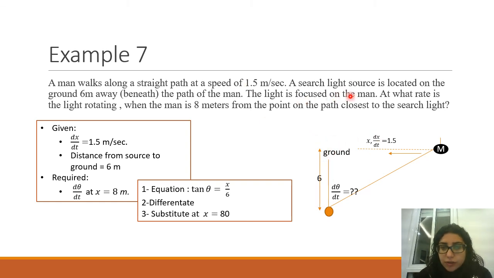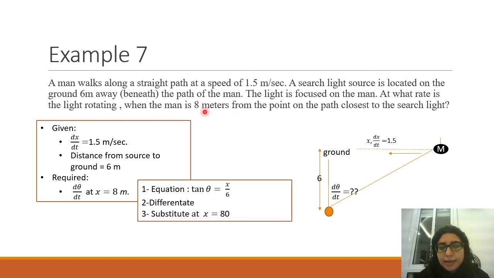A light is focused on the man. This is the light radiation, and it is focused on the man. As he's walking, the light is also following the man. At what rate is the light rotating? Rotating, we're talking about an angle. So this is the angle, theta, and he's asking about the rate of its change. So he's asking about d theta by dt.